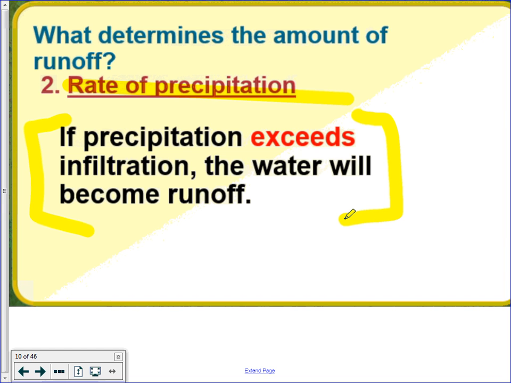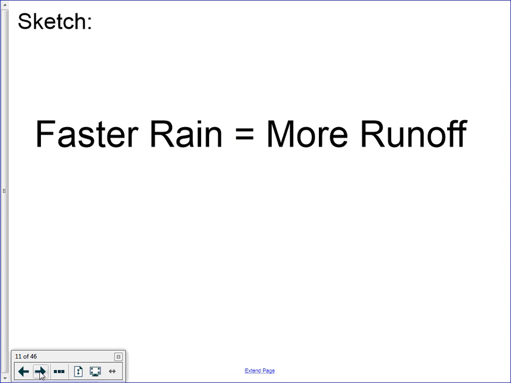I couldn't really think of an easy way to sketch this, so literally what I wrote in my sketch box was this: faster rain equals more runoff, which is pretty much what you wrote in your description. So that's a little bit ridiculous, but I couldn't think of anything. I used to draw something really cool in class, but I'm not in class to draw it, so sorry, you're missing out.